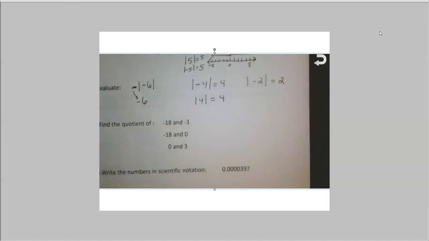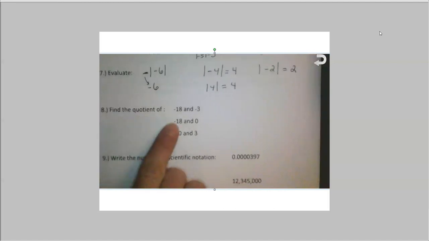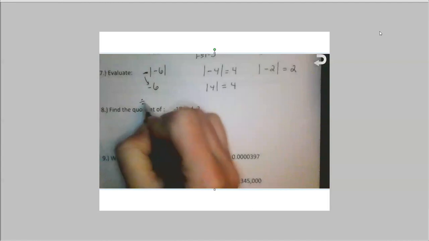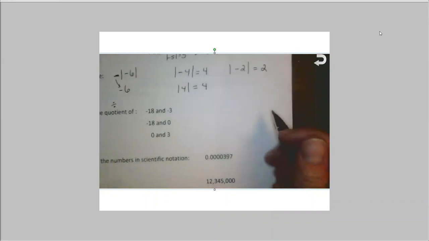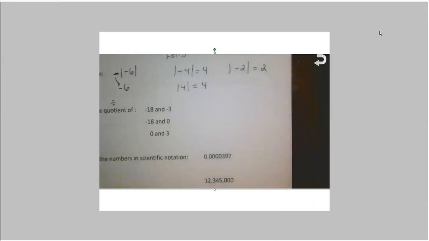All right. Find the quotient of these numbers. Remember, quotient is the answer to a division problem. I'm going to come over to the side and review how to multiply and divide with positives and negatives. We talked about this just a minute ago.